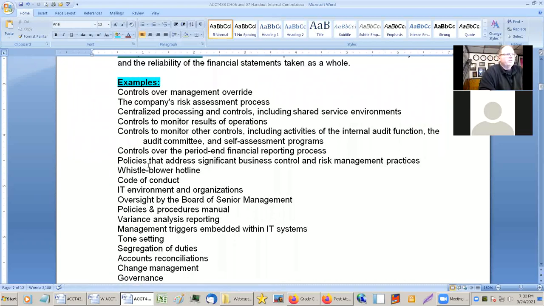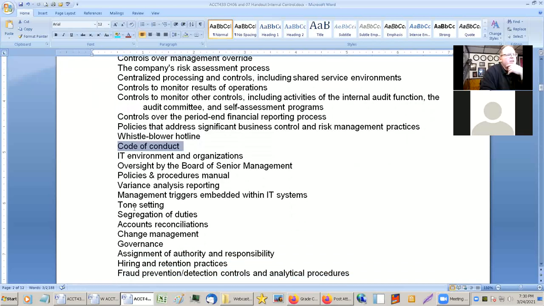So, for instance, a whistleblower hotline. If someone sees something wrong, they can make a phone call and say, look, this is a problem, somebody's doing this, whatever it is. Usually a code of conduct. A lot of times people will have a standard code of conduct that they sign. I know at Roosevelt University, I sign a code of conduct, and there's also a conflict of interest statement that I sign and that sort of thing.